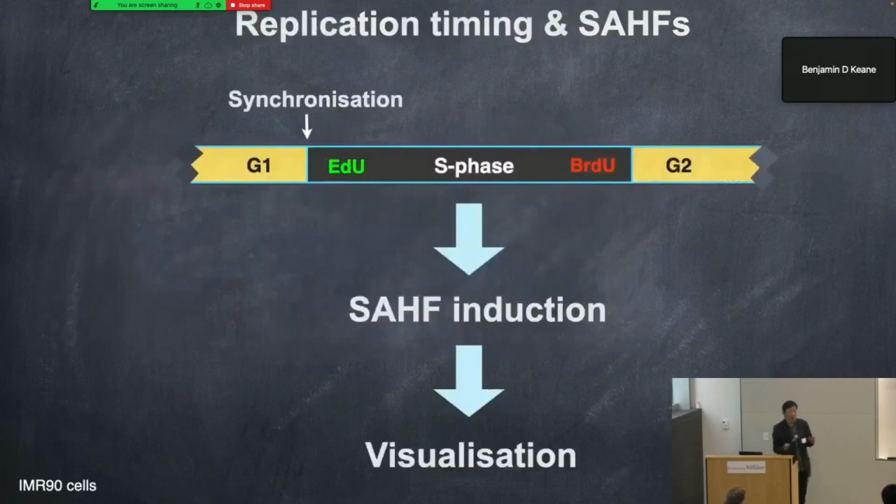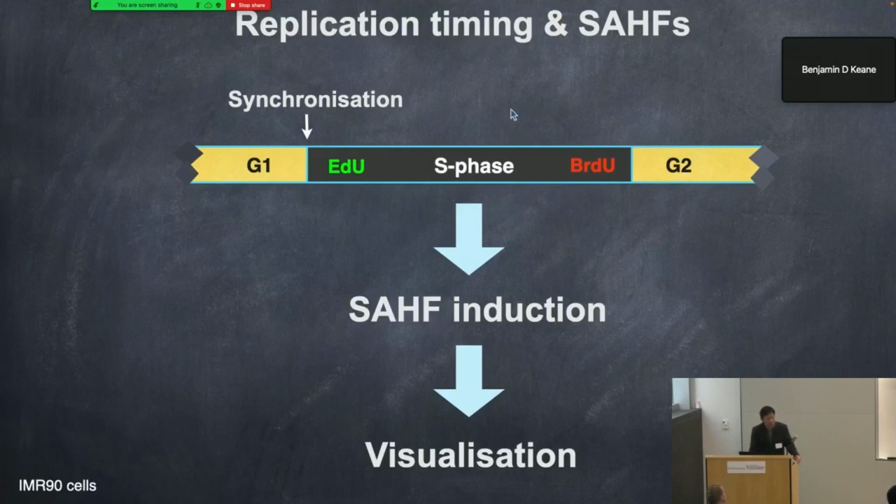But this is actually still one of my most favorite experiments. It's quite a long time ago, but I'll share with you what the evidence is for our conclusion. The synchronization is done before senescence, because senescent cells don't proliferate anymore. So you can synchronize normal cells, and then label DNA replication with two different thymidine analogs, right? The EdU and BrdU can be stained in different colors.